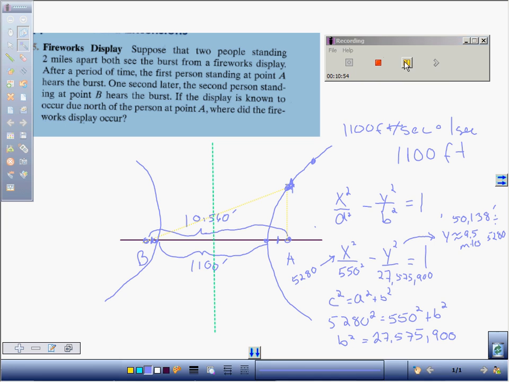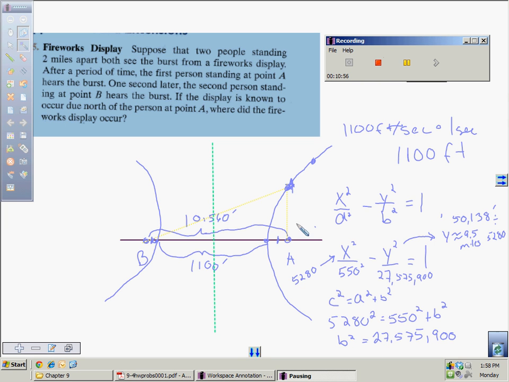Okay? Kyle asks, are A and B the foci? Yes, and the answer is those are the foci. Should have said that at the beginning.